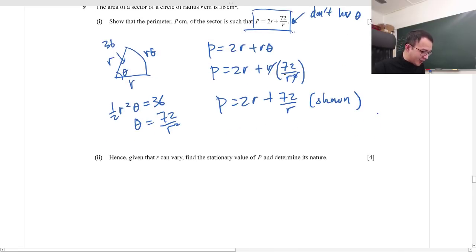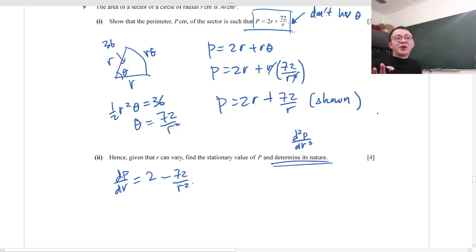Hence, given that r can be varied, find a stationary value of P and determine its nature. Determine its nature means differentiate a second time. So d2P over dr squared, the second derivative. So I will need to differentiate the first time, dP dr, first. This will give me 2 minus 72 over r squared. This is simple differentiation. I hope you are good.